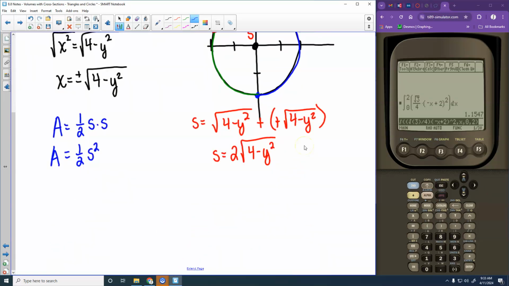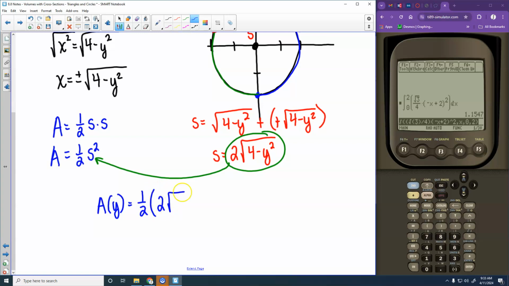All right, so what we need is s to be plugged in for our s over here, and then we are going to have our A of y. We want to use a y because it's in terms of y. We're going to have 1/2 times 2 square root of 4 minus y squared, all squared. Now let's simplify this a little bit. It'll make it a little bit easier to plug in.